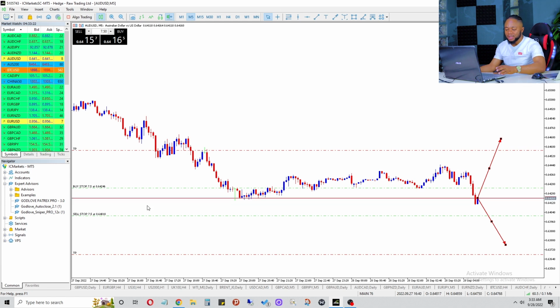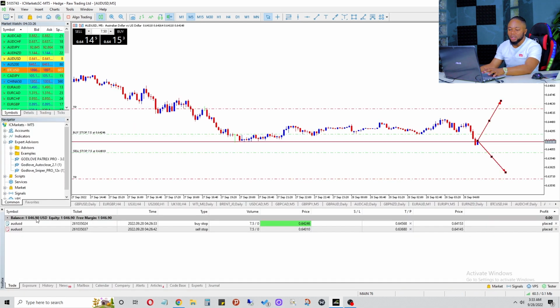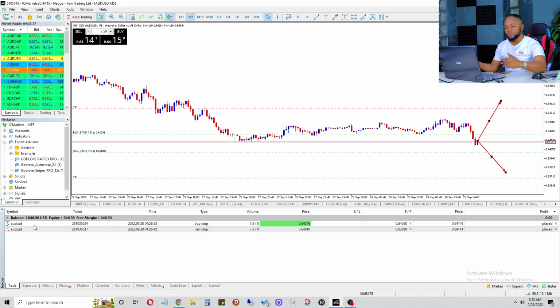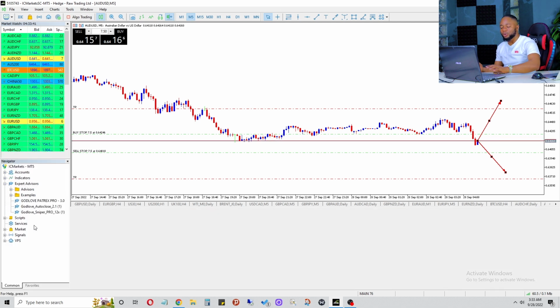Because remember, this is a live account, you can see, and the balance here is $1,046. I'm comfortable to risk this $1,046. If you are comfortable to risk only $10, then do it with a $10 account. If you are comfortable to risk $10,000, do it with a $10,000 account. So you risk what you can afford to lose, and that is the whole process behind it.